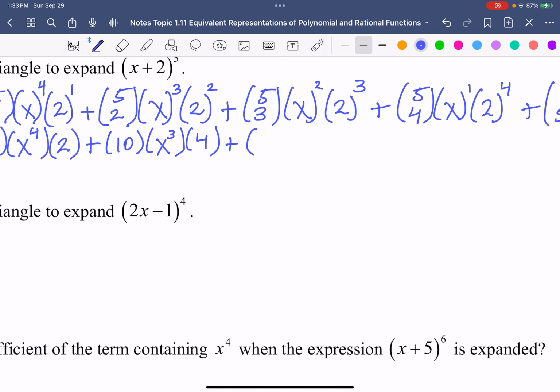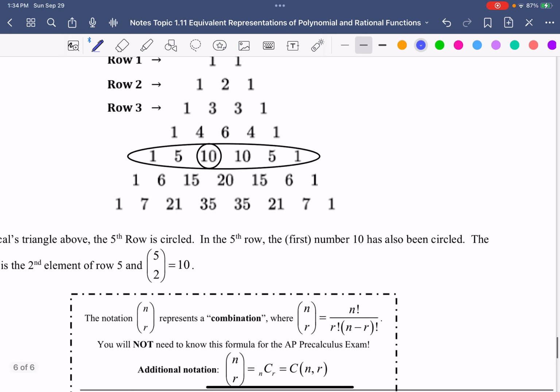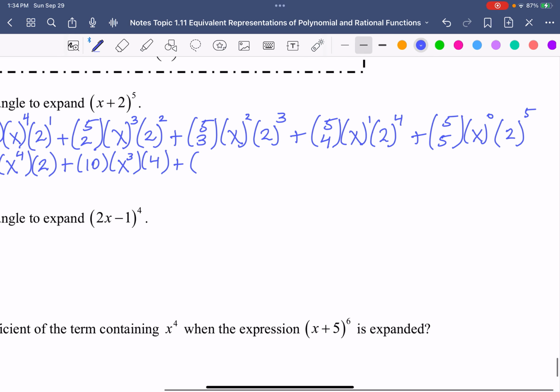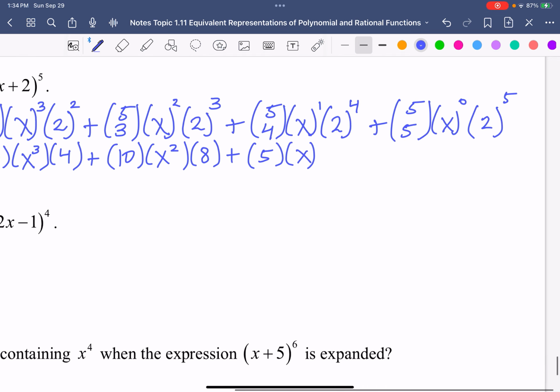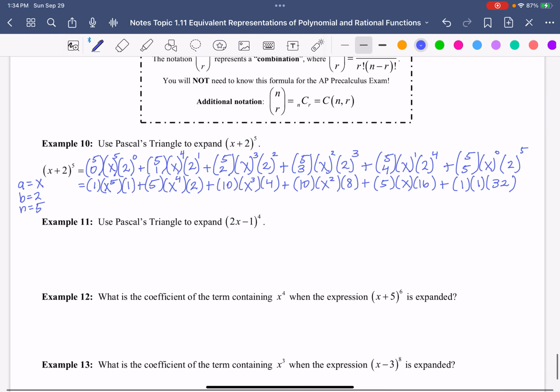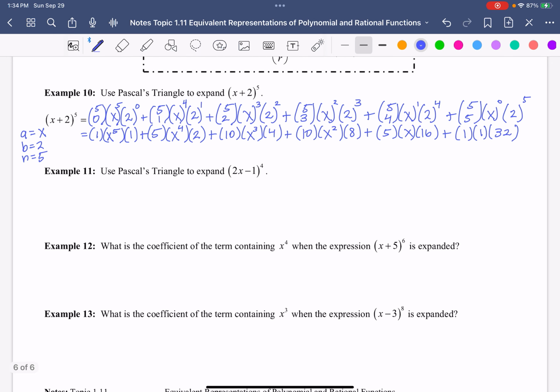5 choose 3, let's go look up here. We have 0, 1, 2, the third element is 10, times x squared, and 2 cubed is 8. 5 choose 4 is 5, x to the power of 1 is x, and 2 to the power of 4 is 16. 5 choose 5 is 1, x to the power of 0 is 1, and 2 to the power of 5 is 32.